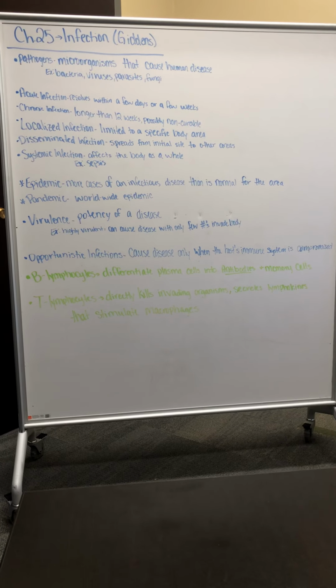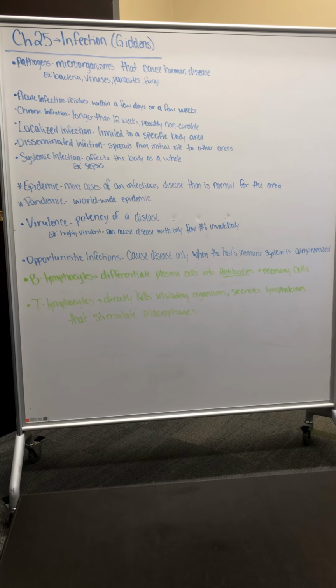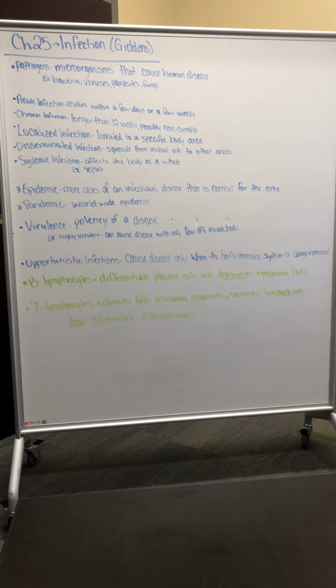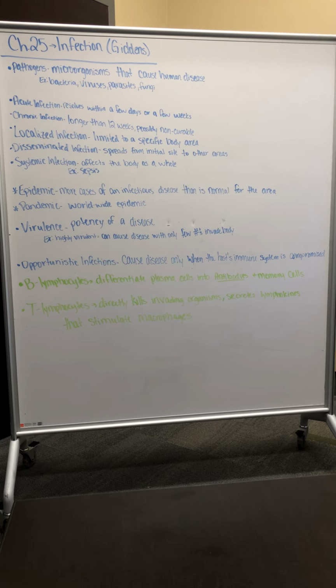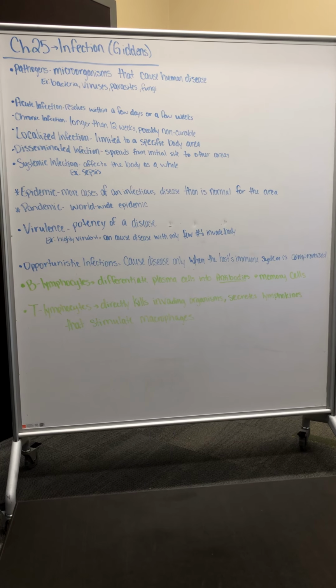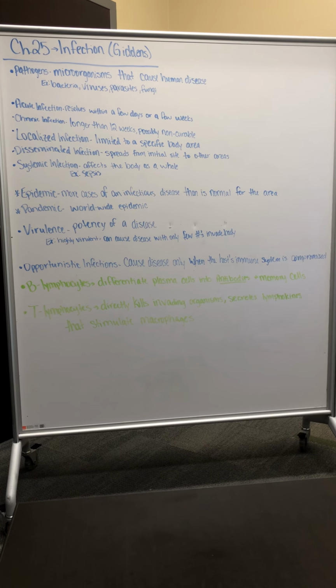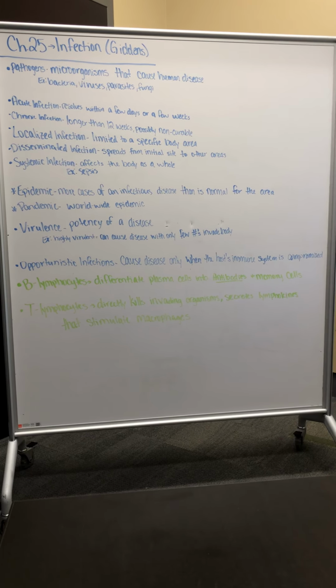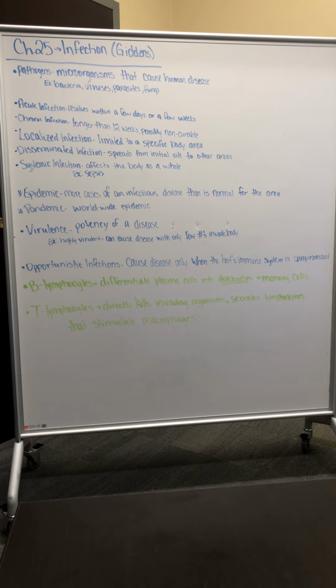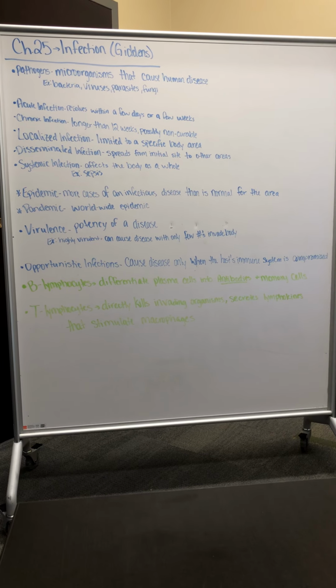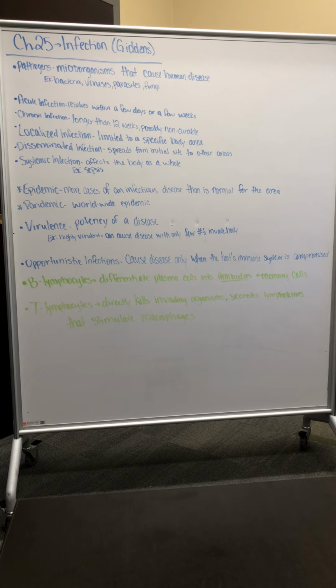B lymphocytes are part of our immune system. Remember, B lymphocytes are responsible for creating antibodies to the pathogen and creating memory cells for future exposures. T lymphocytes directly kill the organism, and they are also responsible for stimulating the macrophages, which clean up everything.